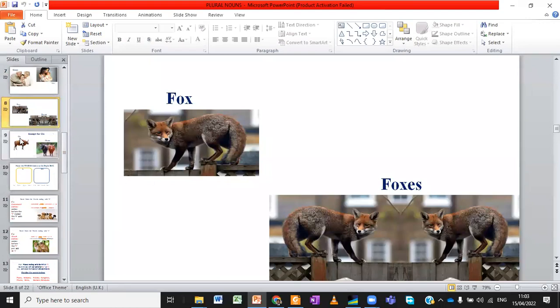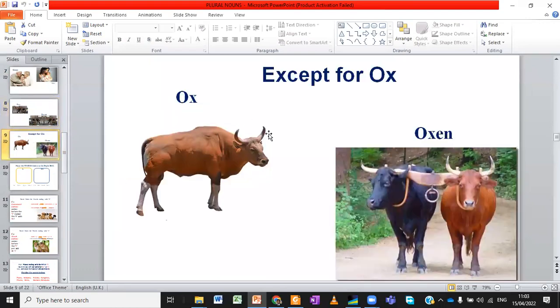But there is an exception. The plural for ox is actually oxen.